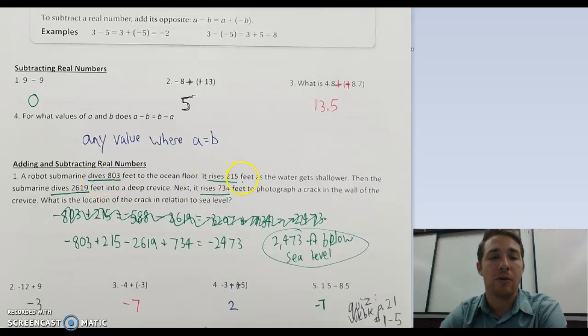It rises 215 feet as the water gets shallower. Then the submarine dives 2,619 feet into a deep crevice. And next, finally, it rises 734 feet to photograph a crack in the wall of that crevice.